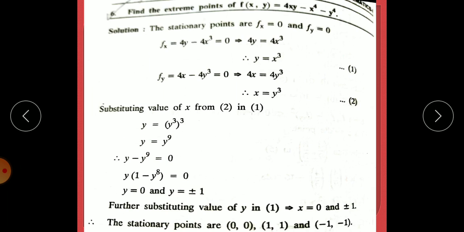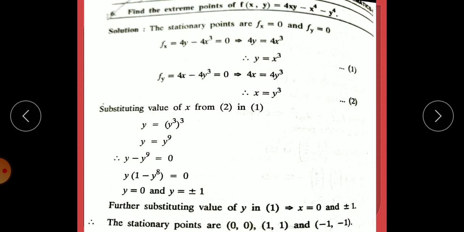Find the extreme points of f of x comma y equal to 4xy minus x power 4 minus y power 4. We are going to see the extreme points. First of all, we have to find the saddle points. For that, the stationary points are fx equal to 0 and fy equal to 0.